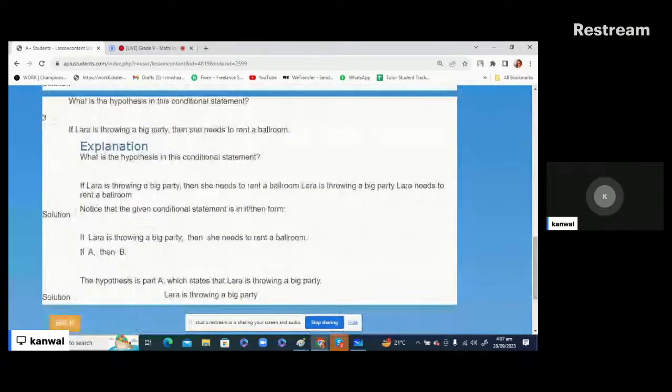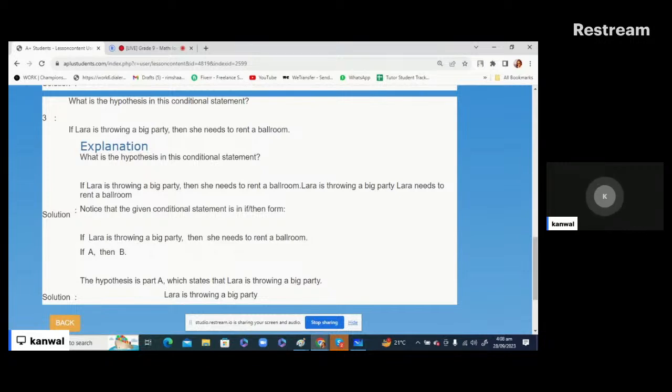Let's do that question. What's the hypothesis in this conditional statement? Now we are talking about the hypothesis, not the conclusion. You must know the conclusion is always the last part and the hypothesis is always before the conclusion. We first state the hypothesis, then we conclude what our result is. So here, if Alara is throwing a big party, then she needs to rent a ballroom. So what's the hypothesis in this conditional statement?